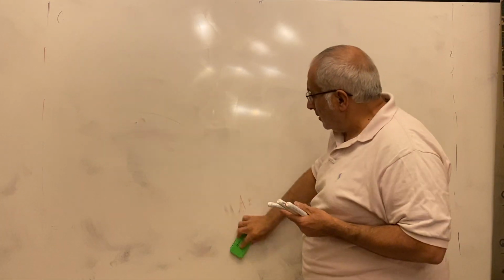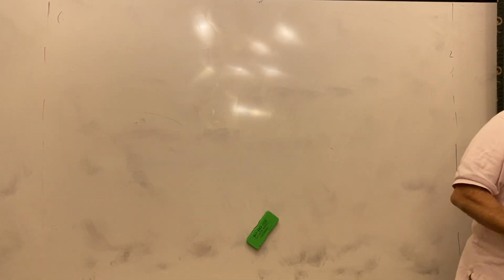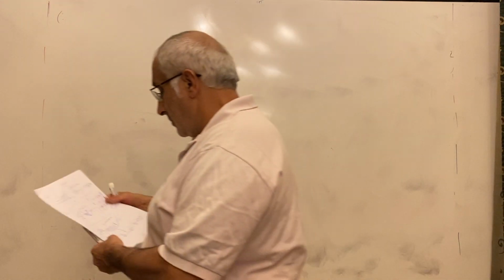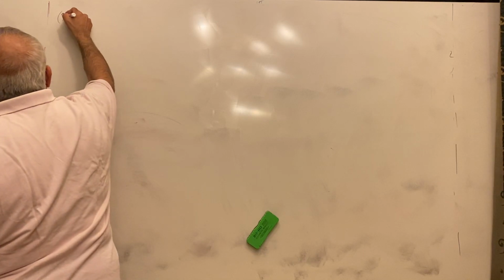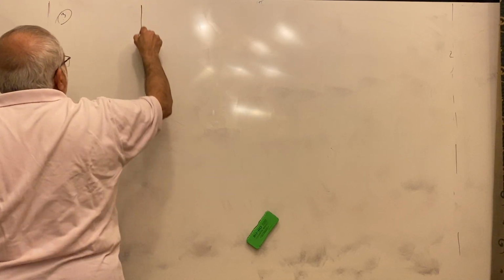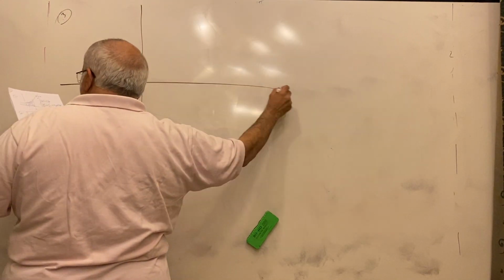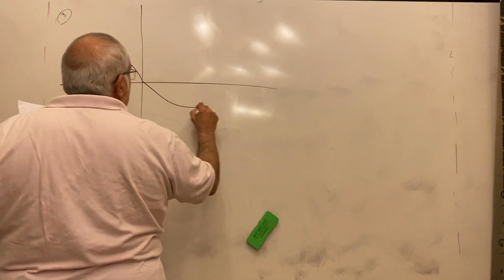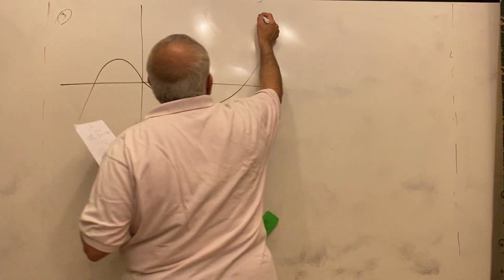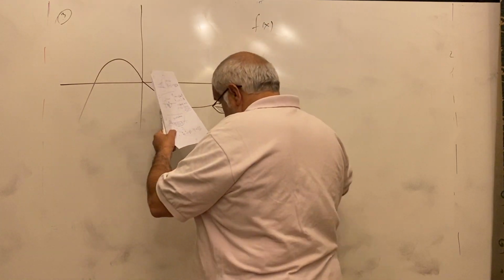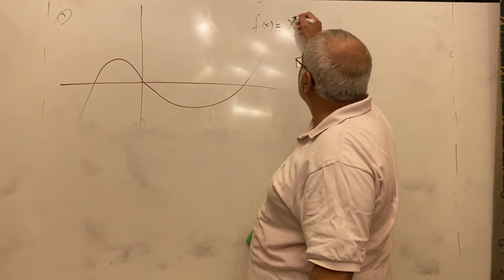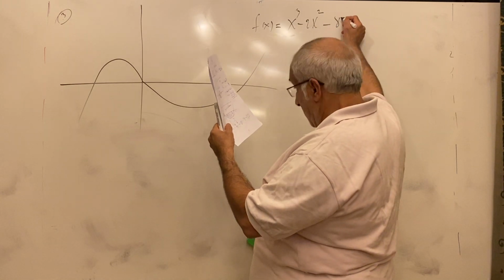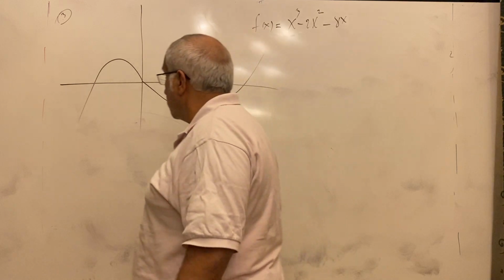Very interesting topic, very simple, straightforward, but mistakes can be a lot if you don't pay attention to details. Number 3, I'm going to give you a simple function. You've already heard about it. And this function is called x cubed minus x squared minus 8x. That's a cubic function.